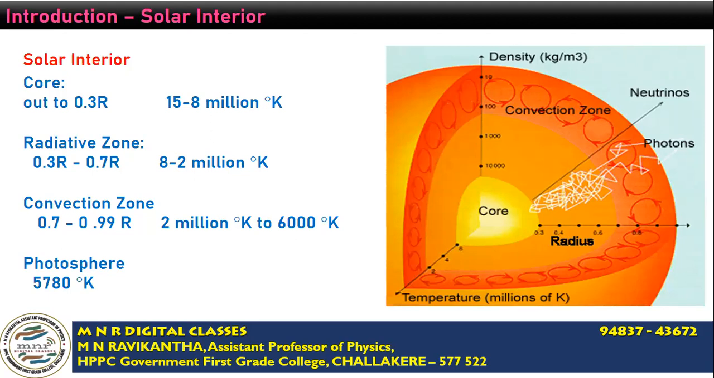In the next layer, the convective zone, the plasma is in the form of convective currents. It ranges from 0.7 to 0.99 times the solar radius, and the temperature falls from 2 million Kelvin to 6,000 Kelvin at the outer surface. The outer surface is called the base of the photosphere, where the temperature is 5780 Kelvin.